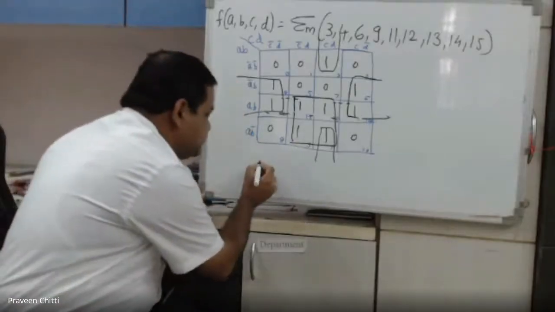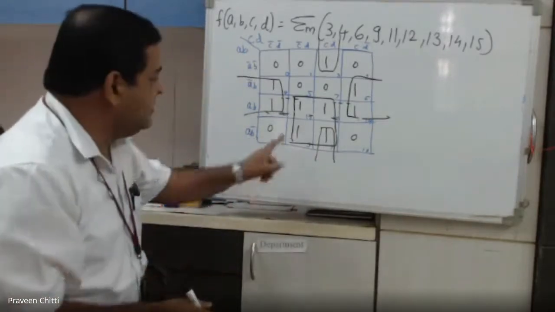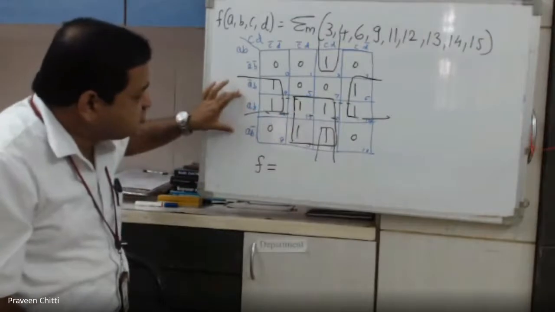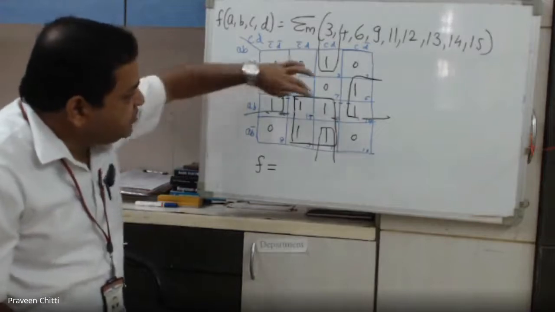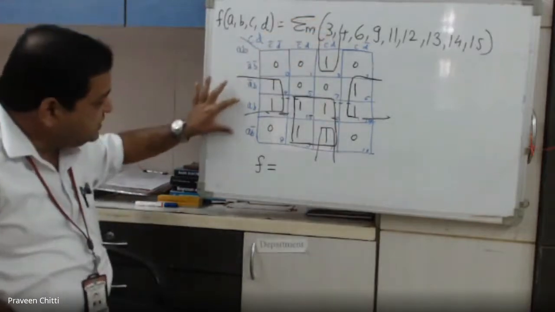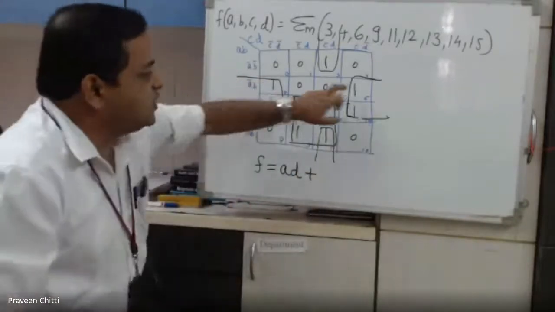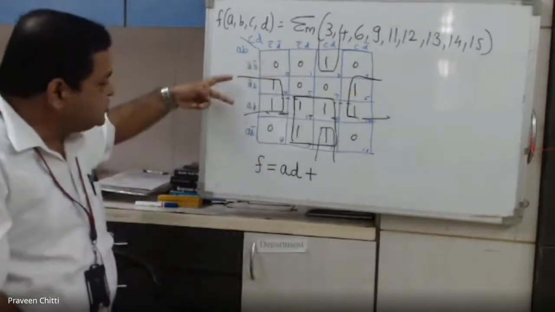So can I write the final answer? F equal to. Write one by one. For the first group we'll write. How do you write for this group? You should check what is common between these 2 rows and these 2 columns. Whatever common term is there, you take from this and AND it with the common term between these. So between these 2, what is common? A. And between these 2, what is common? D. So this group can be represented by AD. AD plus. Take this group now. This group is again common between these 2 rows and these 2 columns. So what do I get from these 2?